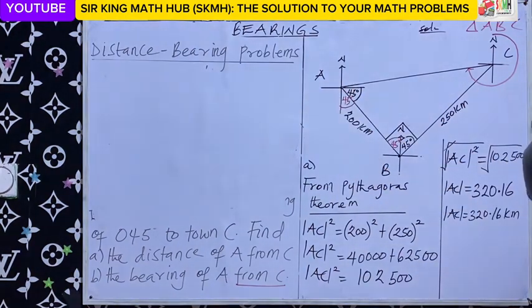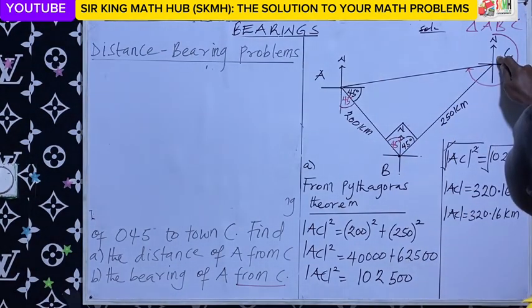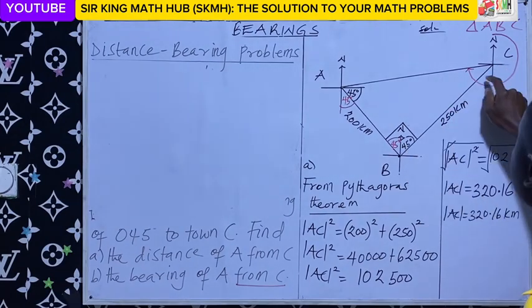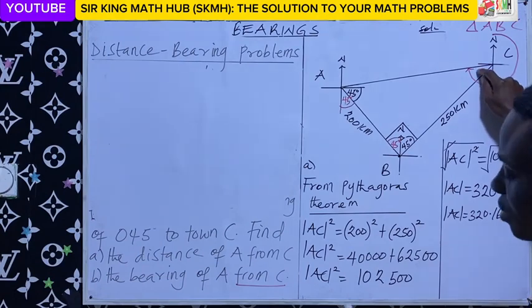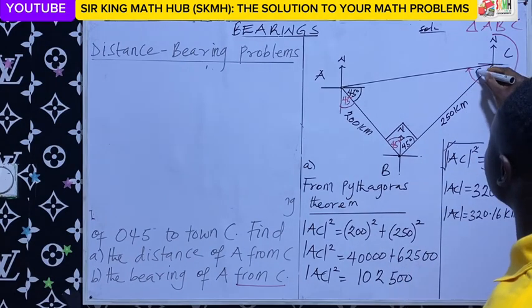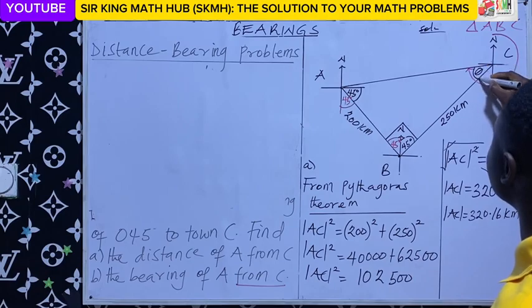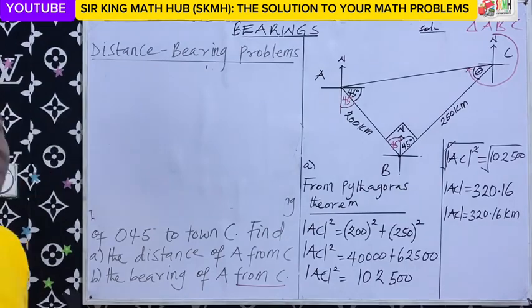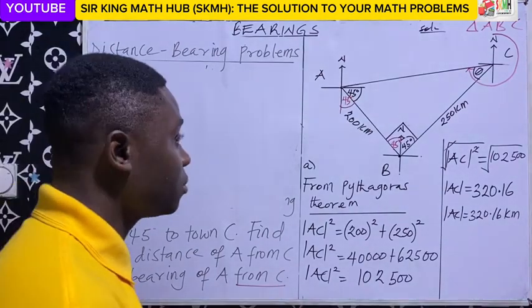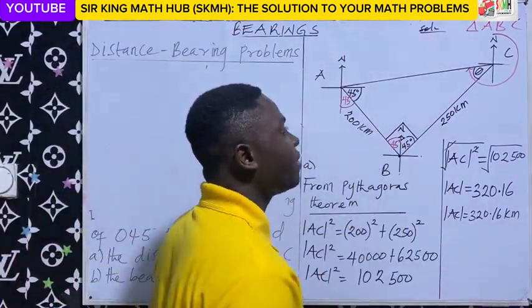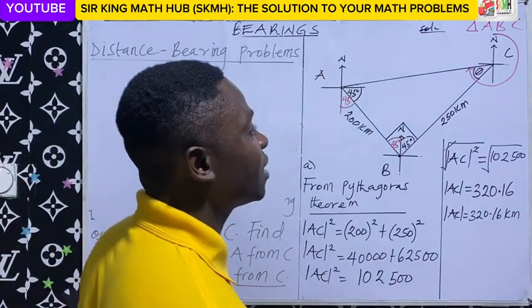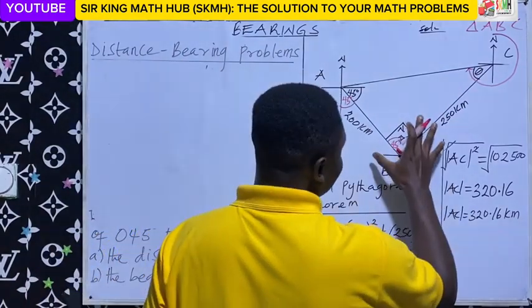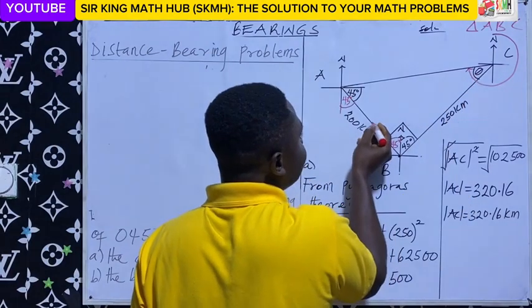So how then do we calculate this bearing? We know that the measure of the angle here is 90, here is 90, here is 45. So we need an interior angle here. Let's represent the angle here by theta. First of all, let's calculate theta. From trig, we need to identify the sides of this right angle triangle. Theta here is facing this side.